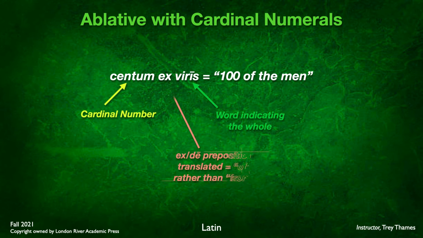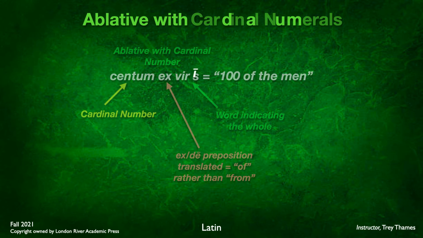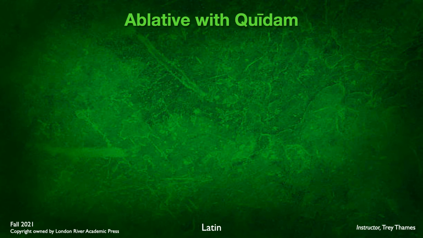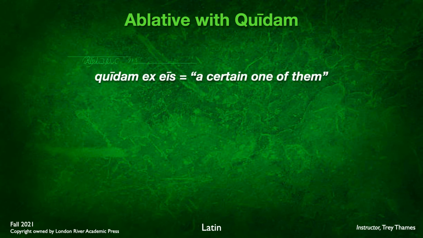But again, you recognize this as an ablative with cardinal number, so you translate it 100 of the men. All right, now, you may not always have a cardinal number. You may have the word quidam, which means a certain one. So quidam ex eis, a certain one of them.